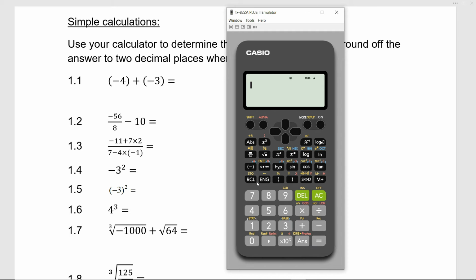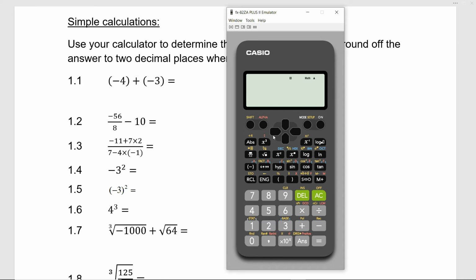Okay, the next one is the cube root of a negative number plus the square root of a positive number. Okay, so cube root, you can see there, can be done using my shift button, but I can also use this shift button over there where I have x to the power of block, I've also got there the block surd of a number inside as well. So there's my cube root. I can do it like that, of negative 1000.